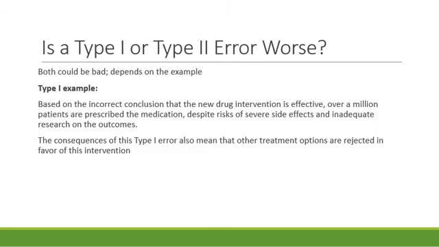Is a type 1 or type 2 error worse? Well, both could be bad, and it depends upon your example. Type 1 example: based upon the incorrect conclusion that the new drug intervention is effective, over 1 million patients are prescribed the medication despite risks of severe side effects and inadequate research on the outcomes. The consequences of this type 1 error also mean that other treatment options are rejected in favor of the intervention.